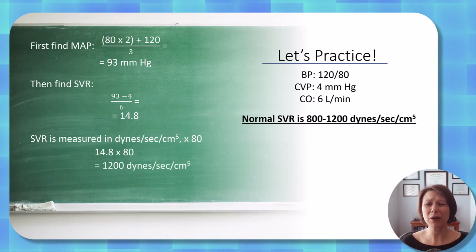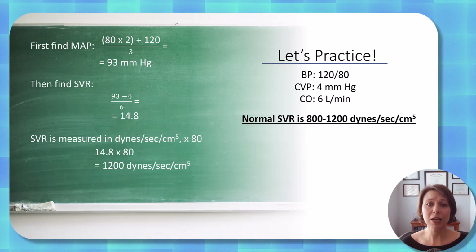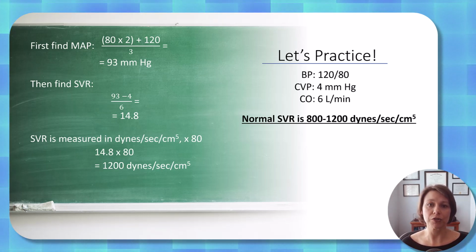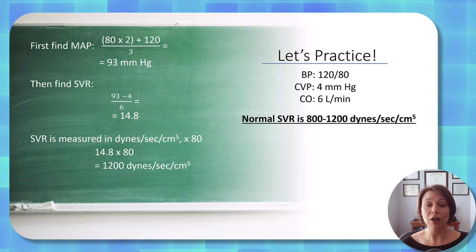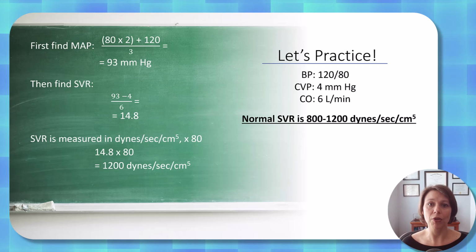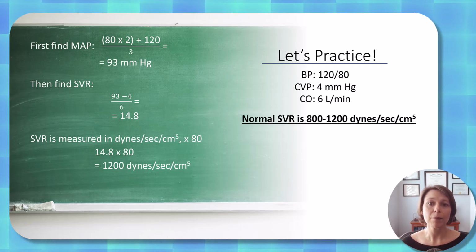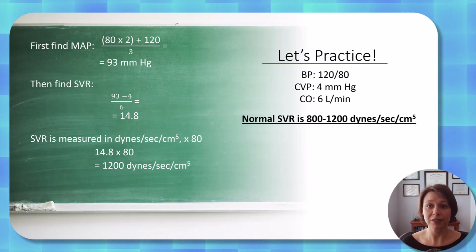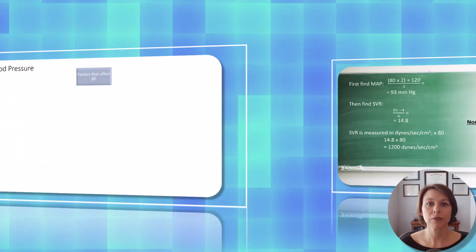Normal SVR is about 800 to 1200. Again, sometimes the range will be different depending on what reference or textbook you are using. A lot of times values can be slightly higher or slightly lower without it really being significant. But if it's somewhere close to that 800 to 1200 range, then you should consider that patient to be normal.